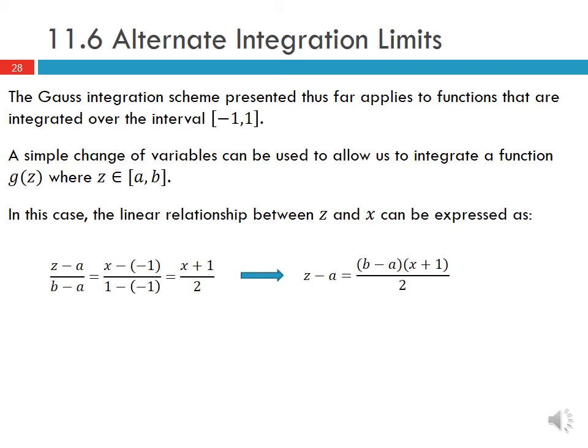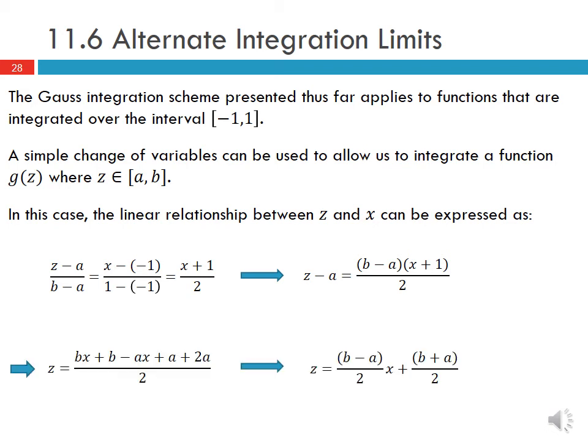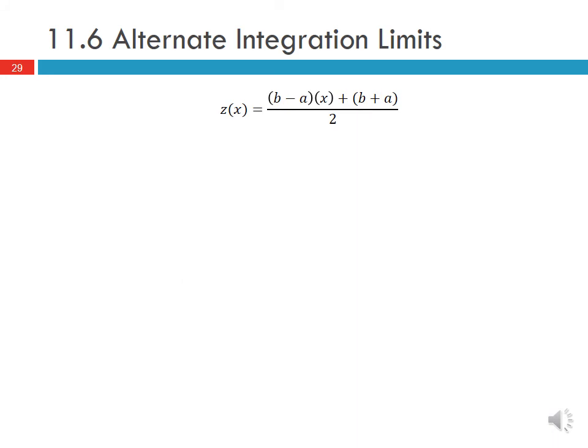And this can be rearranged as shown here to find that z is equal to ((b minus a) over 2) x plus (b plus a) over 2. So this is our z as a function of x. So z as a function of x is equal to the expression shown here, ((b minus a) x plus (b plus a)) over 2, just combining those two fractions into one.